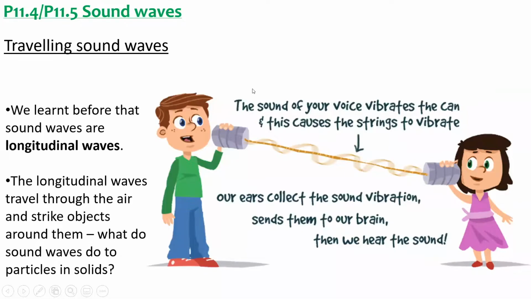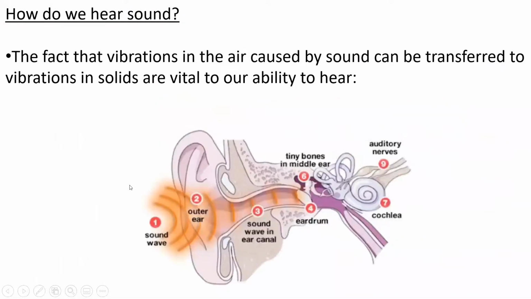Let's look at our ears. Vibrations in the air caused by sound are transferred to vibrations in solids that are vital to our ability to hear. You have a sound wave coming in. Remember, the sound wave is particles vibrating. That's our outer ear, the sound wave and ear canal, going into our head. Now we have the eardrum.